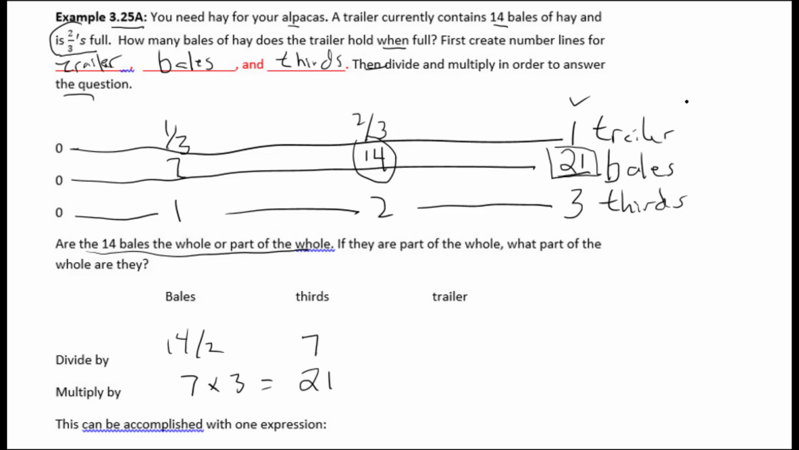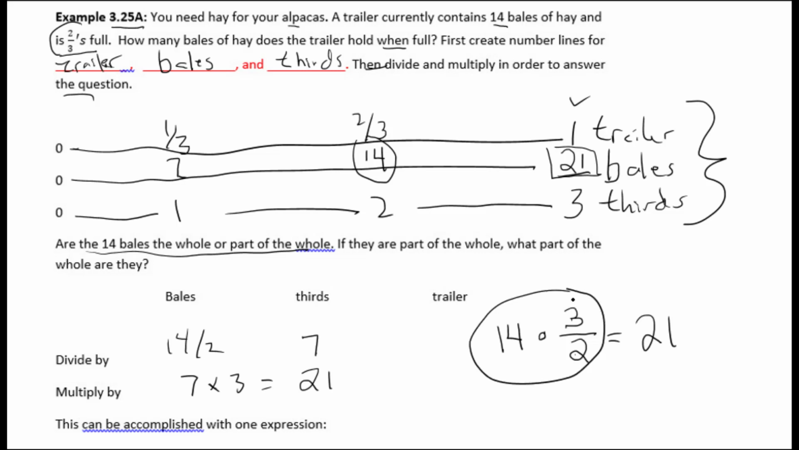This really helps to have some kind of visualization of a problem like this. A lot of students get very confused on these. So really what I did in one expression, I took 14 bales and divided it by 2 and then multiplied it by 3. 14 divided by 2 multiplied by 3, and I got 21. So there it is in one expression.